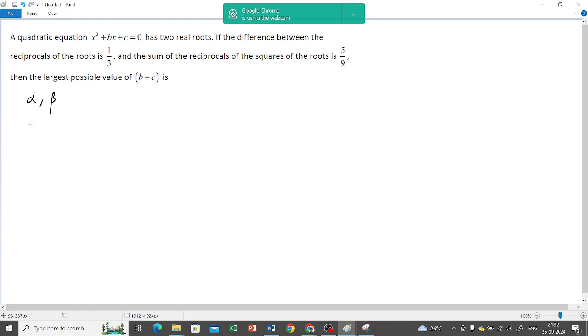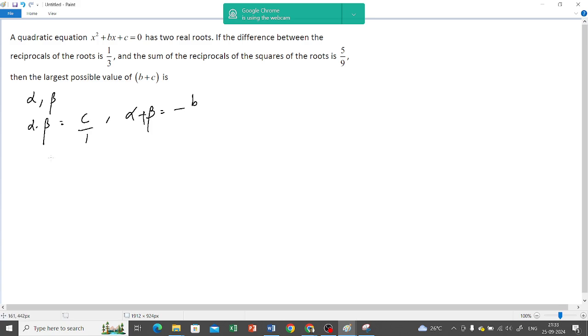Now alpha into beta, what will be the product of roots, Shritama, from this expression x square plus bx plus c equals 0? C by 1, not x. Alpha plus beta is minus b by 1. Plus, minus, be careful with such mistakes. Before saying alpha into beta, think about what answer you are giving. Alpha into beta is c by 1, alpha plus beta is minus b by 1.